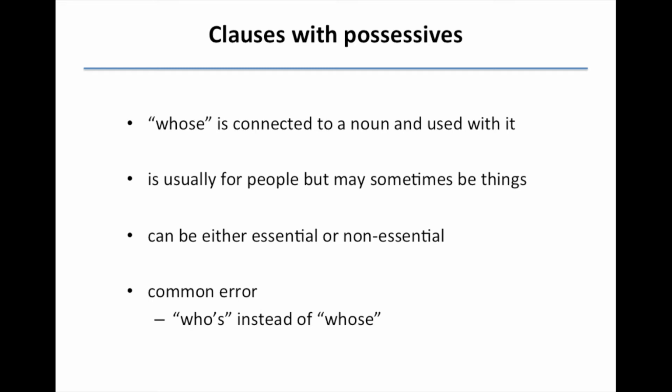Whose can be used in both essential clauses without commas that limit a noun's meaning, and in non-essential clauses with commas that elaborate or give extra information about the noun's meaning. And a very common error is using the spelling of the contraction who's, which means either who is or who has, rather than the possessive relative pronoun whose, W-H-O-S-E. And native speakers make this mistake a lot. It happens because the pronunciation of the 2 forms is exactly the same in speech.